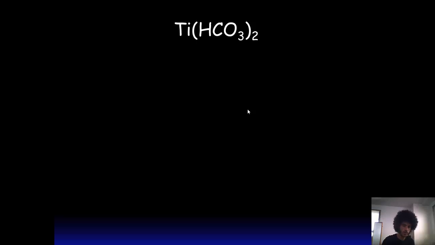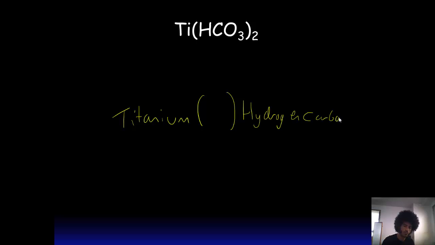Let's try one more. So here I've got titanium and I've got this polyatomic ion. So it's going to be titanium something and then the name of the polyatomic. Now in this case it's called hydrogen carbonate. But what's in there? Now let's break this down.